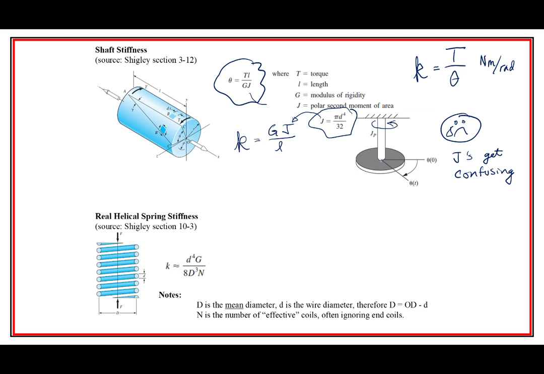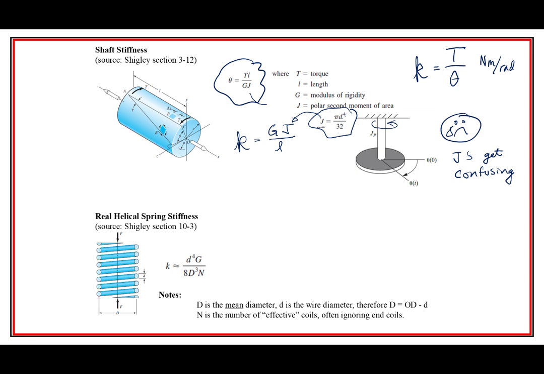So just remember, this J is going to be this J with the pi d to the fourth over 32. It is about the resistance to applied load, right? It's related to the cross-sectional area of the piece, whereas some J's are going to be maybe related to the resistance to acceleration, and that's going to be the mass moment of inertia.